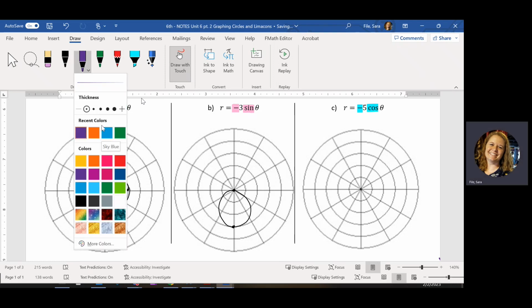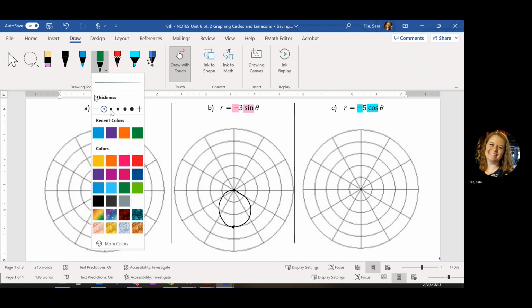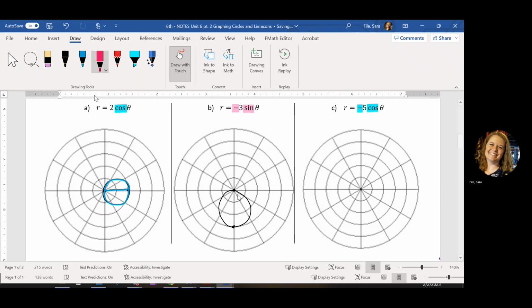Try to get a thicker line to draw these. You can see my diameter is the A. It's 2. It's drawn to the right of the pole. My diameter is 3, and it's drawn below the pole because this is negative sine. Everybody good so far? That was drawn below. This was drawn to the right.